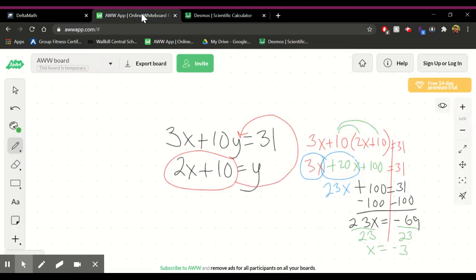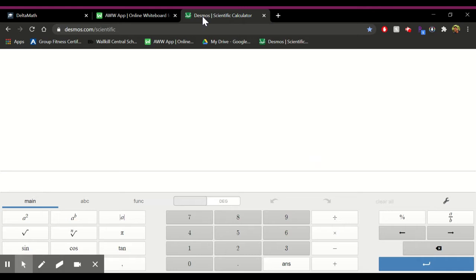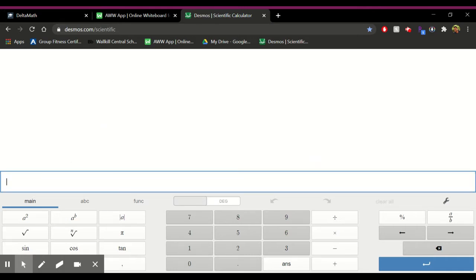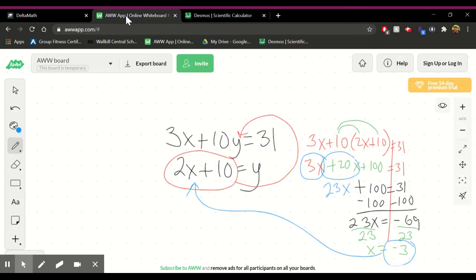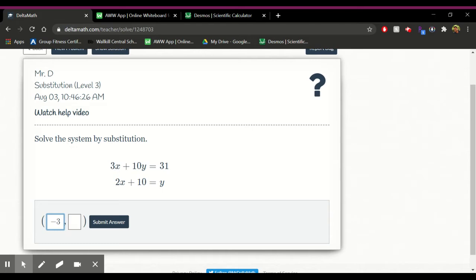And my y. So again, just like we did before, you go back. I would plug it into the isolated one. It makes it a lot easier. You can just do it in your calculator. If you get stuck, you have 2 times negative 3 plus 10. 2 parentheses negative 3 and parentheses plus 10 is 4. So I'm just going to write over here, my y is 4. So you have x is negative 3, y is 4.